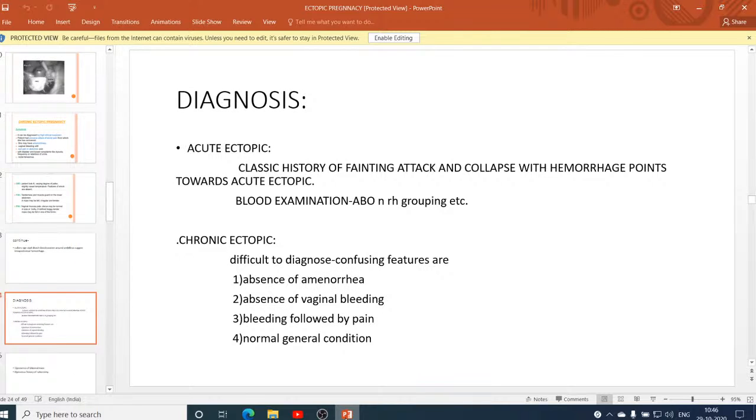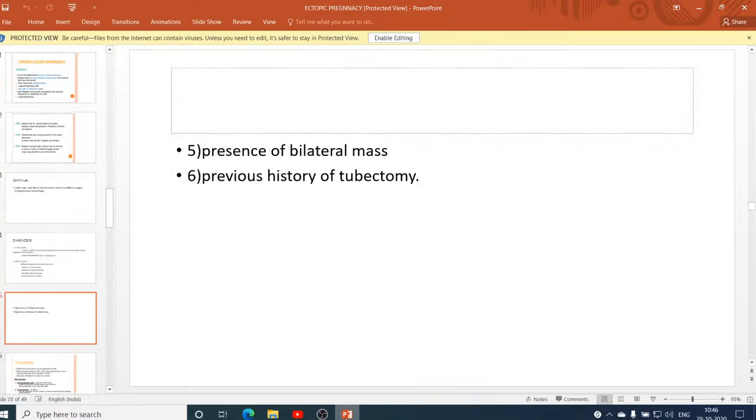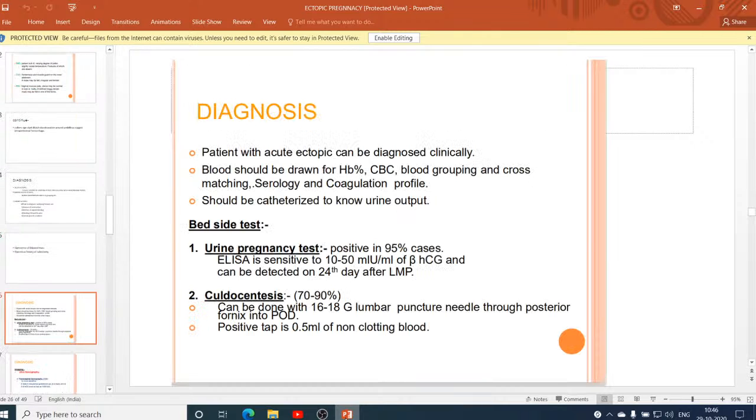Now diagnosis. Acute ectopic: classic history of fainting attack and collapse with hemorrhage points towards acute ectopic. Blood examination, ABO, Rh grouping, etc. In chronic ectopic, it is difficult to diagnose, confusing: absence of amenorrhea, absence of vaginal bleeding, bleeding followed by pain, and normal general condition. Presence of bilateral mass, previous history of salpingectomy. Patient with acute ectopic can be diagnosed clinically.